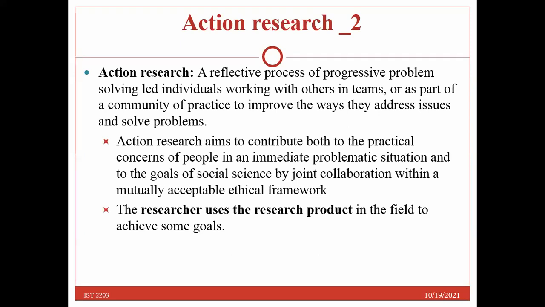Action research aims to contribute to both practical concerns of people in an immediate problematic situation and to the goals of social science, but really not just social science, but to the goals of knowledge, of academia. So with action research, you solve a problem while you also come up with new knowledge. The researcher uses the research product in the field to achieve some goals. What that means is that the researcher, whatever knowledge they got, they use it to achieve some goals, which are solving this particular problem.